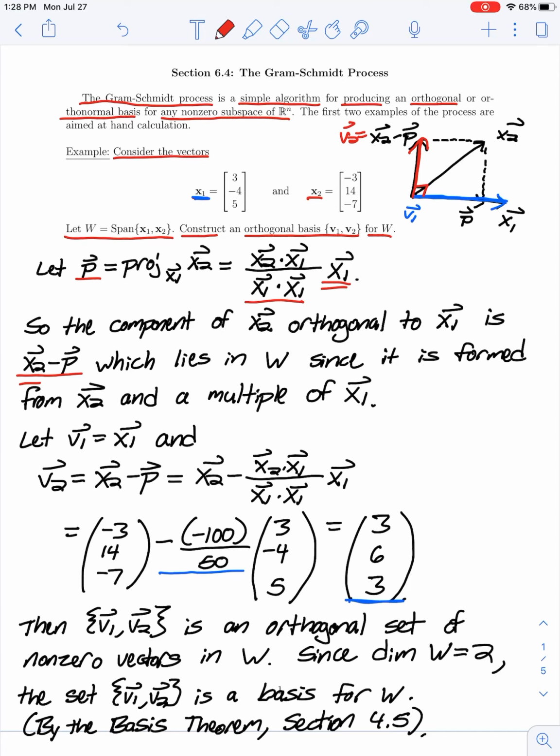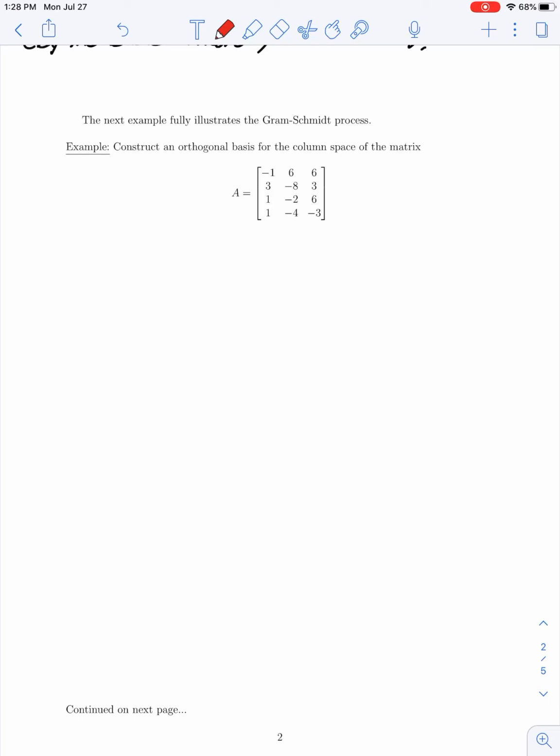So we have an orthogonal set of two vectors. The dimension of our space is 2, so we've constructed a basis for that set where we have our basis vectors as an orthogonal set. So this is illustrating how we can construct an orthogonal basis for a subspace which is spanned by a given set of vectors. So let's look at a more general example.